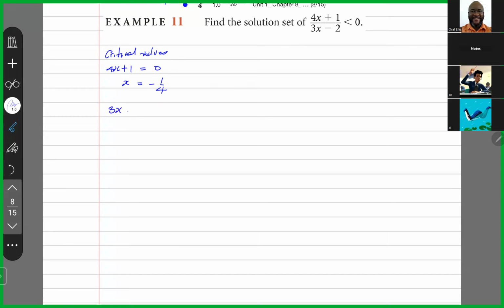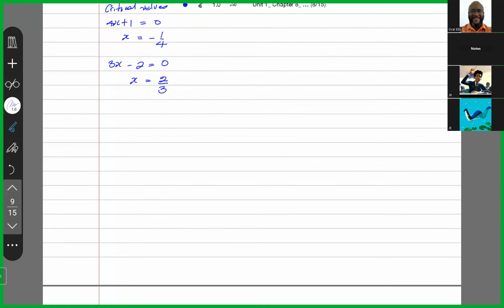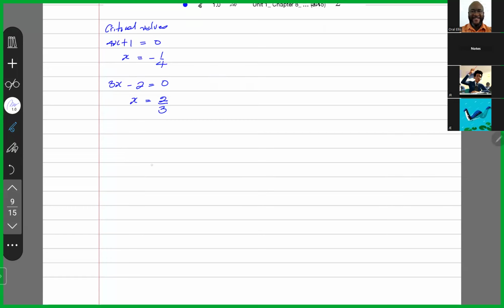3x - 2 is equal to 0, x is equal to 2/3. So those are my critical values. Now let's set up the sign table. In setting up the sign table, we're looking at values of x less than minus a quarter, values of x which are less than 2/3 but greater than minus a quarter, and values of x that are greater than 2/3.